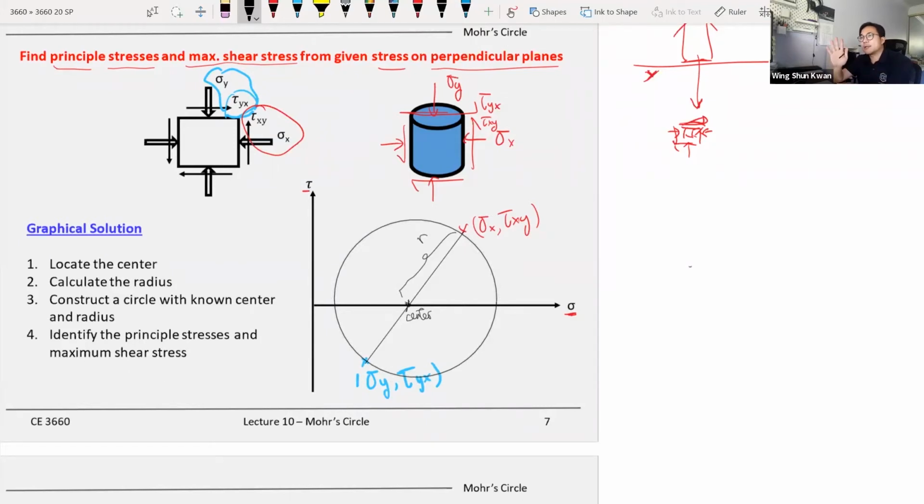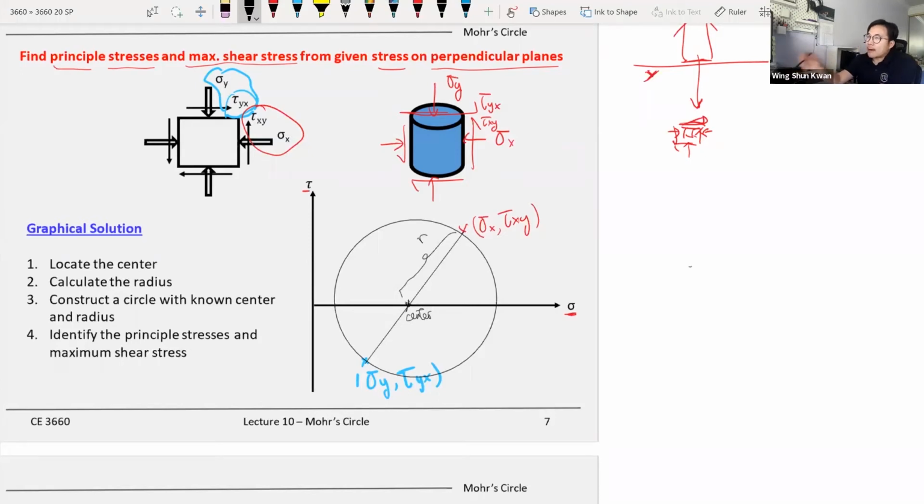Because the concept is all the stress points. So all the stress combinations we talk about here, sigma y and sigma x, and also the tau yx and tau xy, they need to go through the Mohr circles. They are like any points on the circles. Which means now you have 2 points, and you can form these circles.